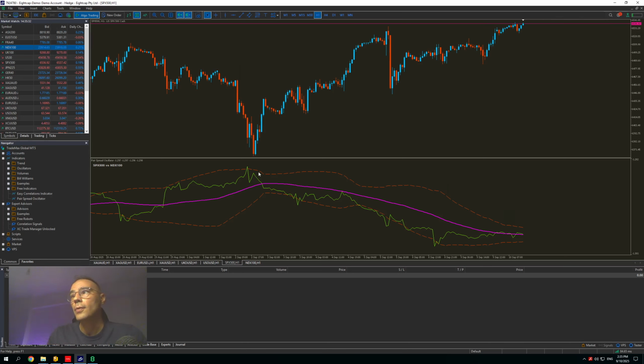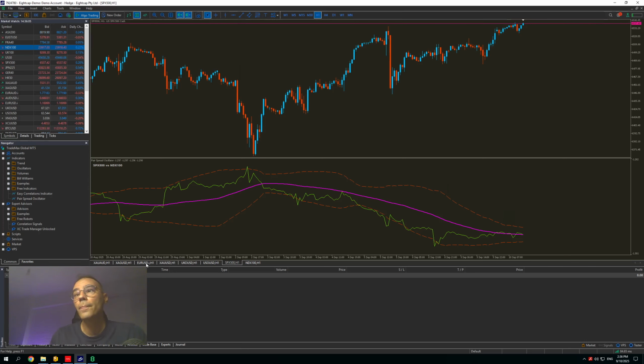This is the indicator I was talking about, and you can see here three different colors with four different lines. Let me explain to you what these lines mean. The green line that you see is the actual difference between the two instruments that we have selected. But which are these two instruments? In this case, I have S&P 500 against Nasdaq. And I have selected these two instruments because they're correlated.